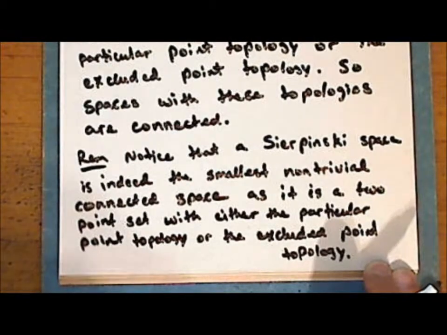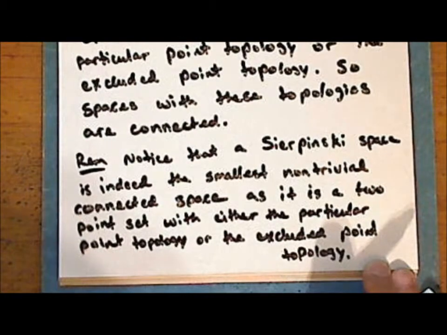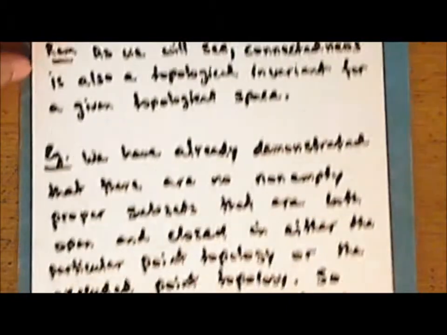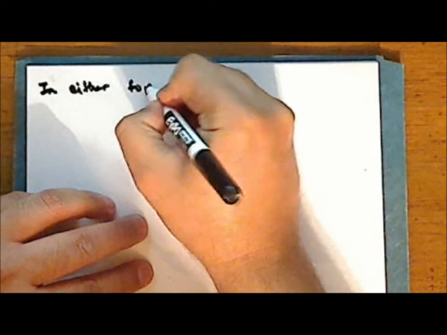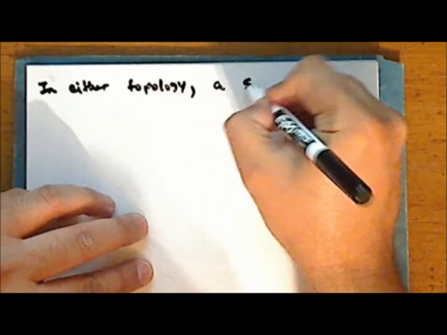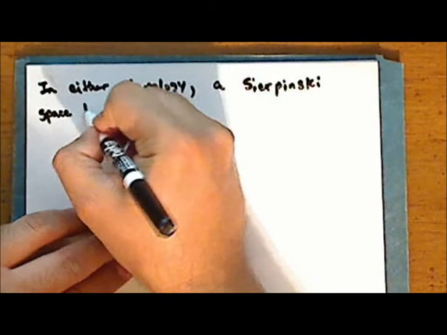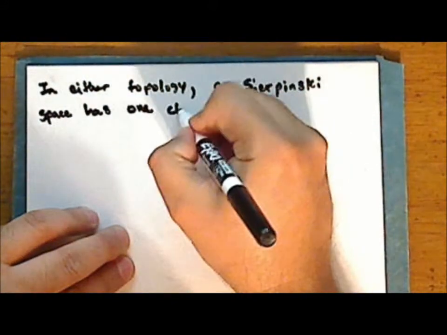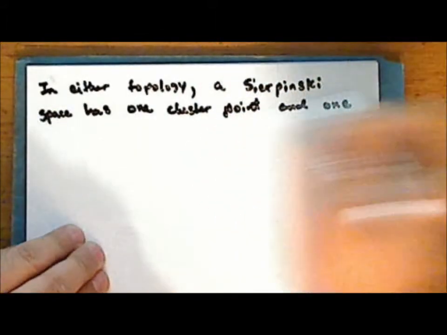And we have demonstrated previously that for a set with a cardinality greater than or equal to 2, the particular point topology and the excluded point topology are distinct from the indiscrete or trivial topology. And in either topology, a Sierpinski space has one cluster point and one isolated point.